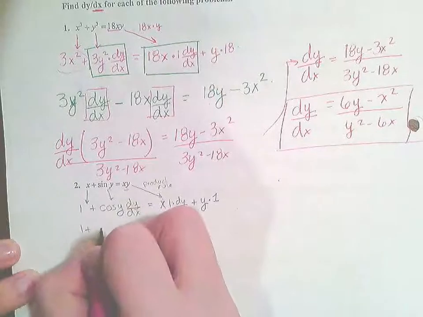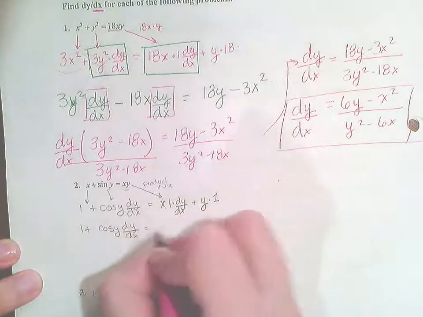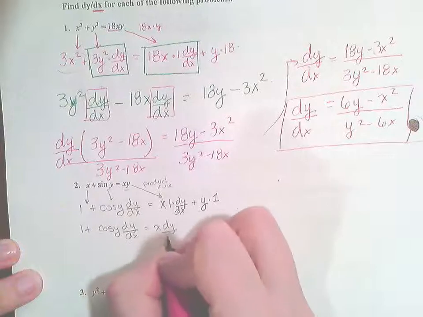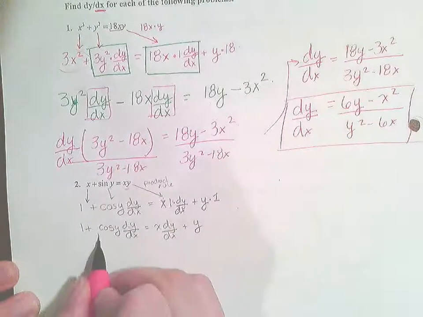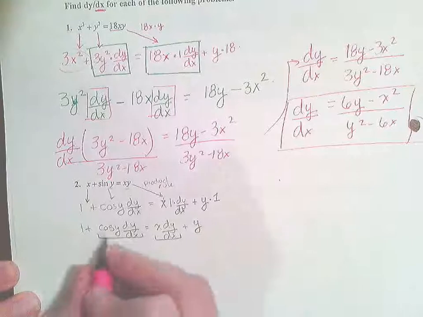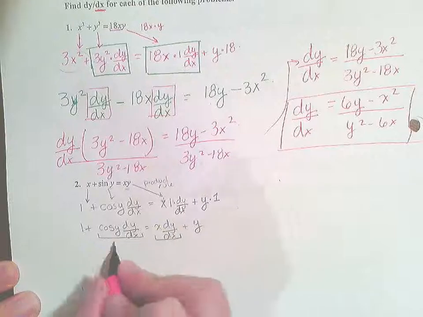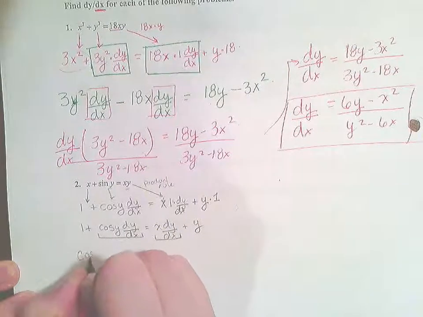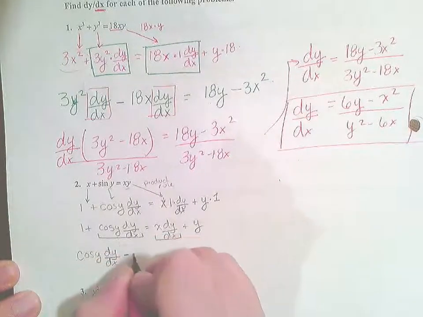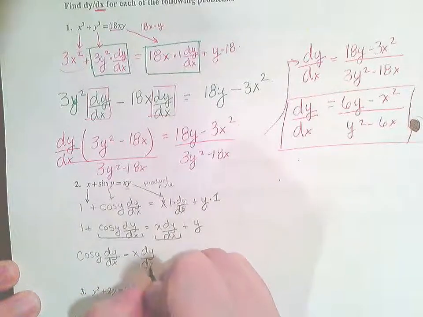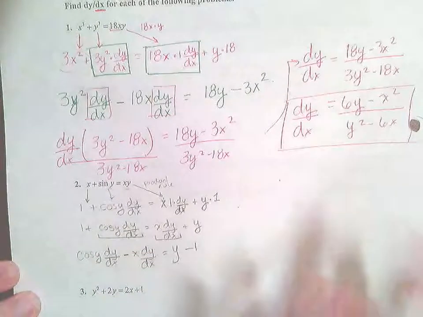So this becomes 1 plus cosine of y dy dx equals x times 1, which is x dy dx, plus y. Alright, step 2, get the dy dx stuff together on one side. So I'm going to move this 1 over here, and I'm going to move this guy over with the cos. So this becomes cosine of y dy dx minus, because we're moving them over to this side, x dy dx equals y, and then minus 1 because we're moving over the 1.